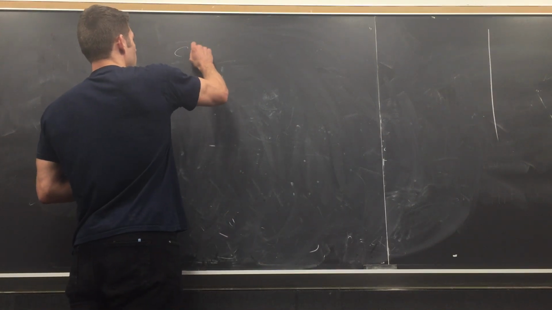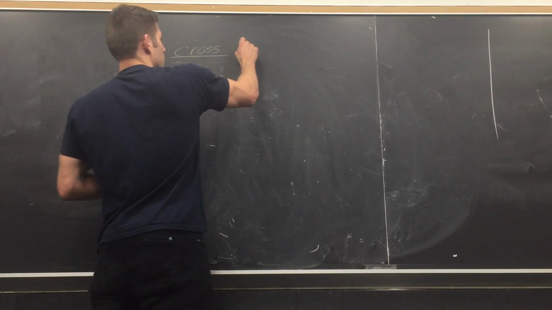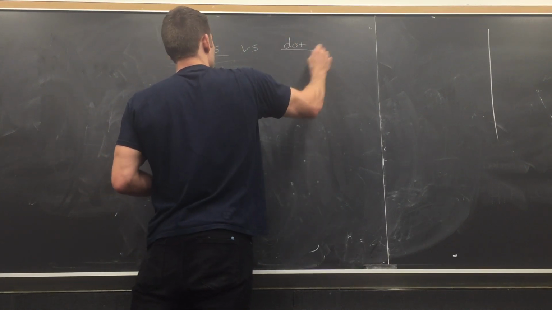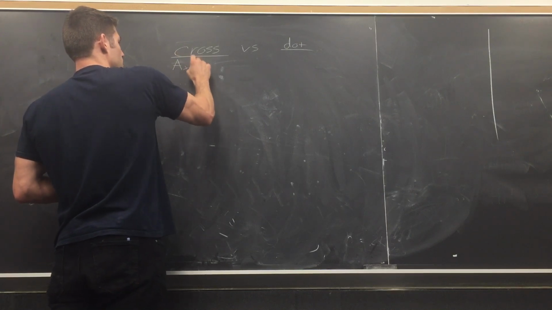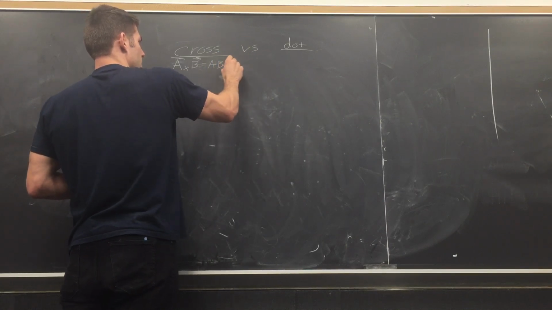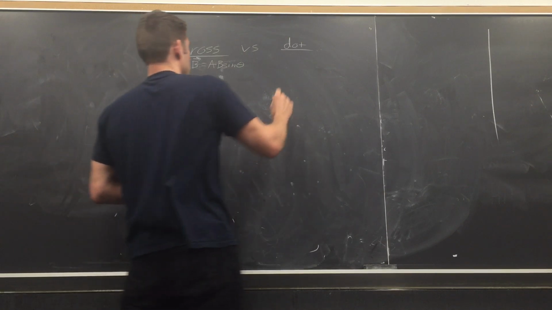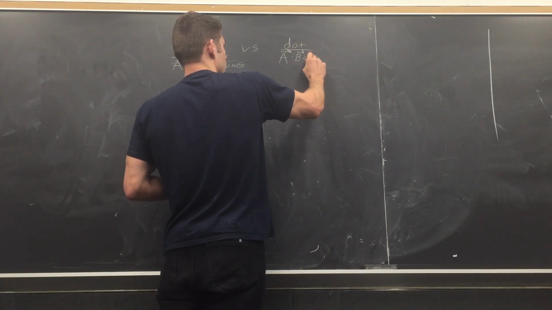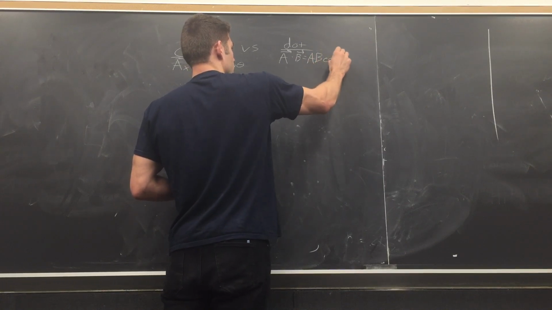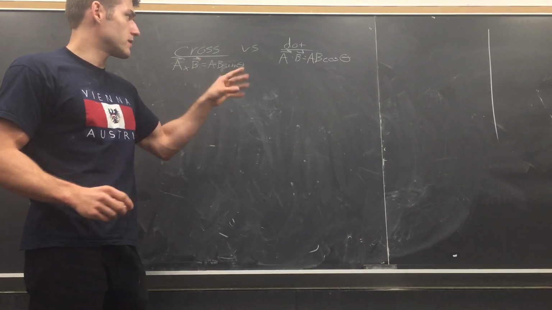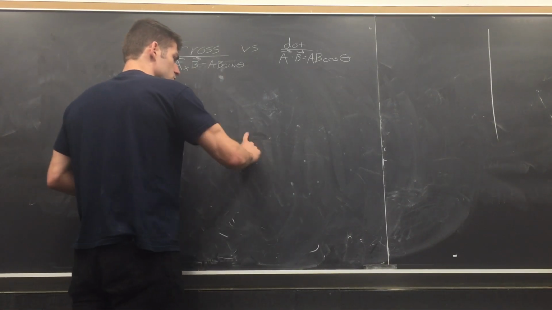So we have cross product versus dot product. A cross B equals AB sine theta, and A dot B is equal to AB cosine theta. There are more formulas and more you could do, but we're going over what I think is the big picture here, and also to make sure we get through everything.